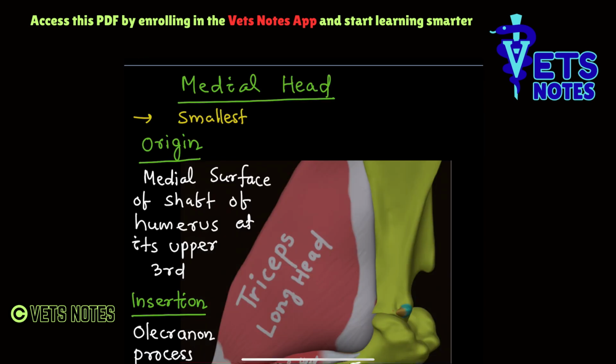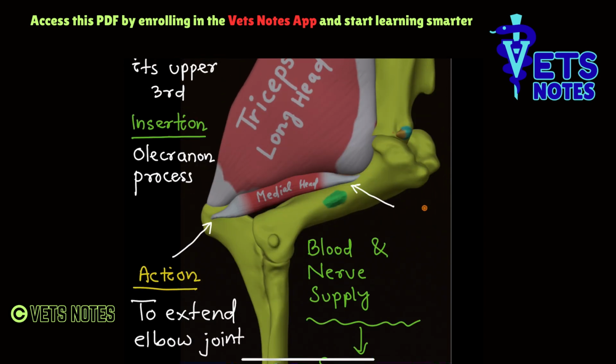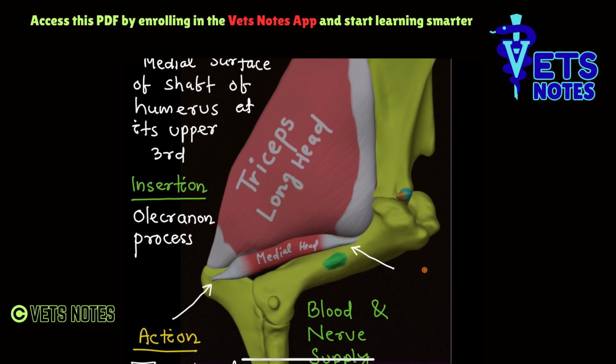Okay. Then medial head. Medial head is the smallest muscle. You can see this is the medial head. Medial head is the smallest of Triceps Brachii.